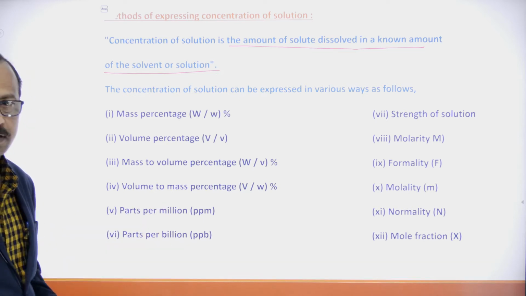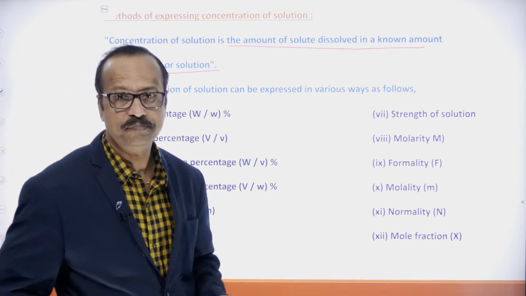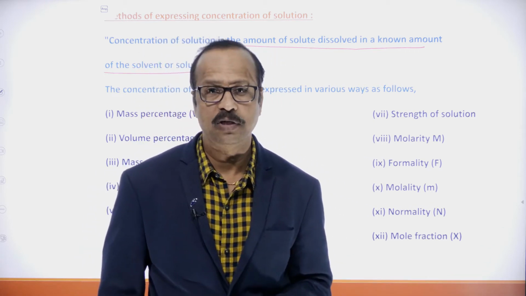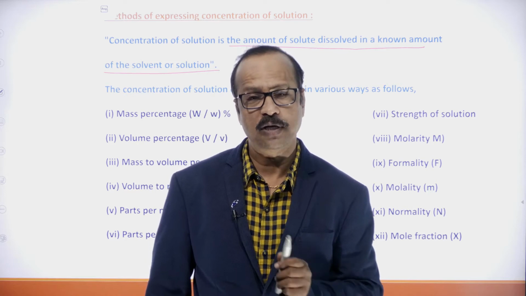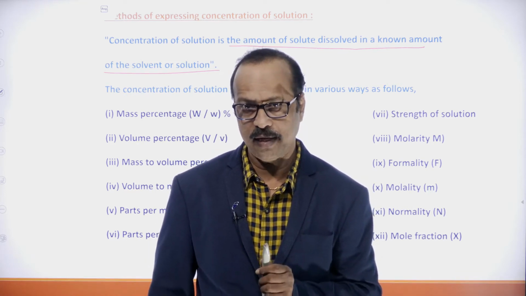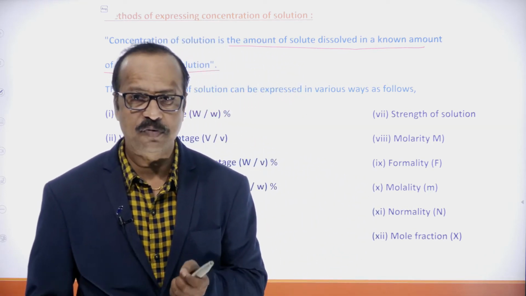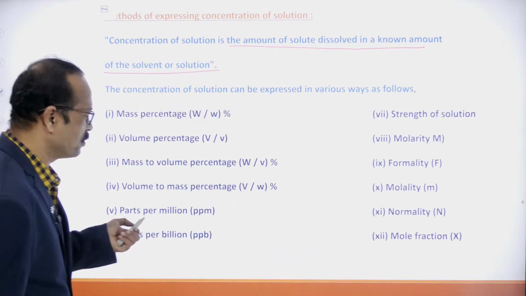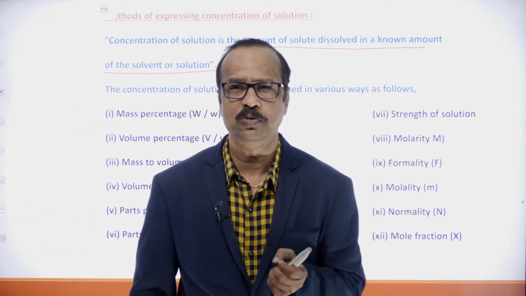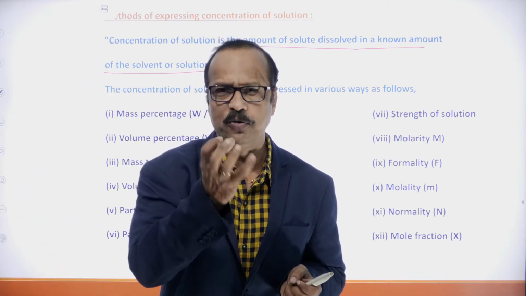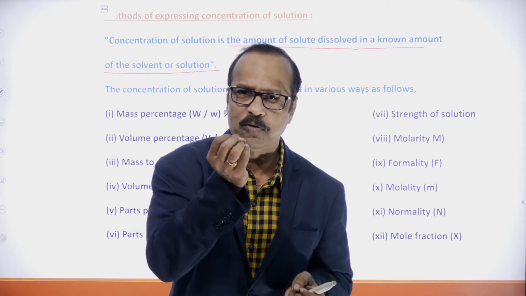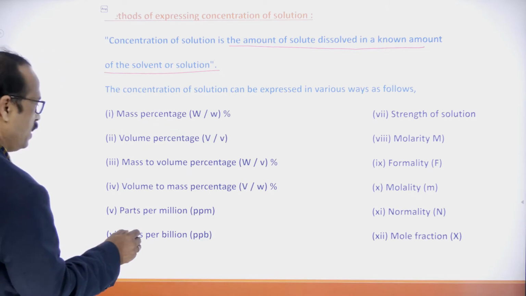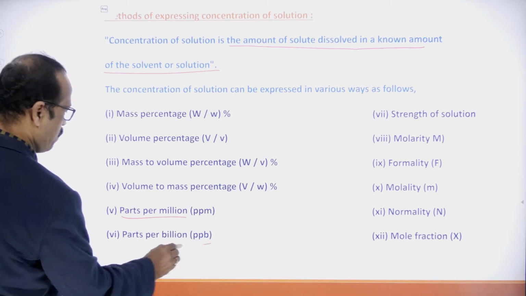Parts per million, parts per billion. What is 1 million equal to? Very good, that is 10 to the power of 6. So 10 to the power of 6 is called a million. Out of 10 to the power of 6 parts, how many parts of solute are present? That's called parts per million. This is only for traces. Traces means a very minute, very small amount of solute is present. In such cases, we use ppm and ppb. So parts per million, and this is parts per billion.